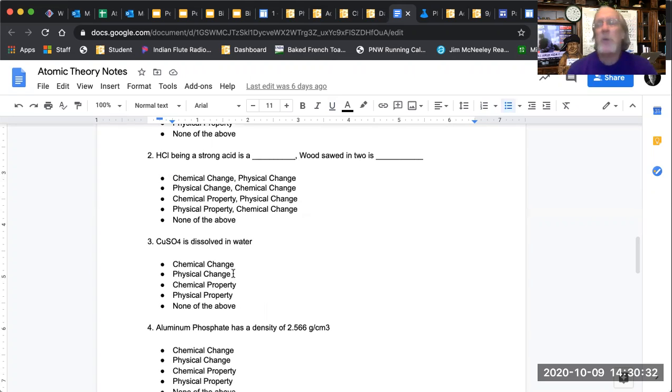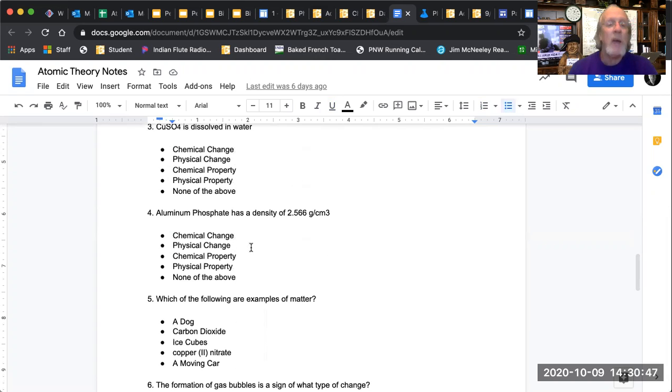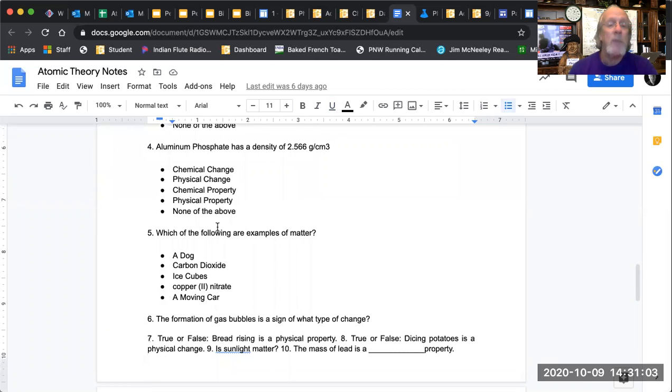We have other physical changes. For example, if I take liquid water and put it in the freezer, it changes to ice, but that's a physical change because it is still water and I can reverse that. All I have to do is get the ice cube out and melt it. Aluminum phosphate has a given density. Well, I'm not talking about any sort of change. I'm just talking about a property. Density, physical, just like melting point and boiling point. So you can find density on our little diagram.